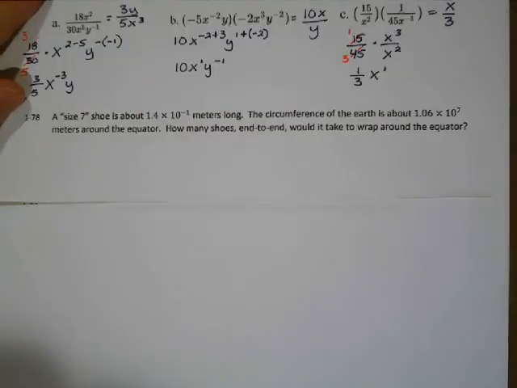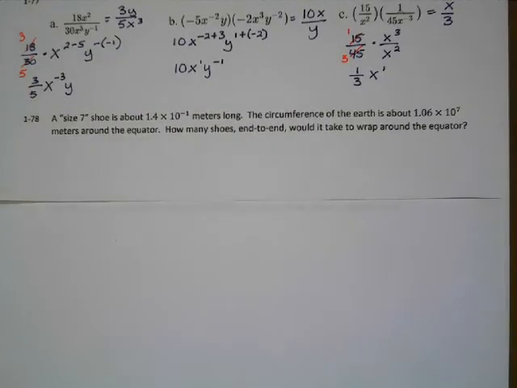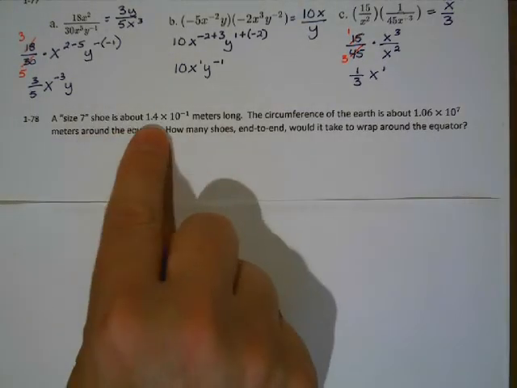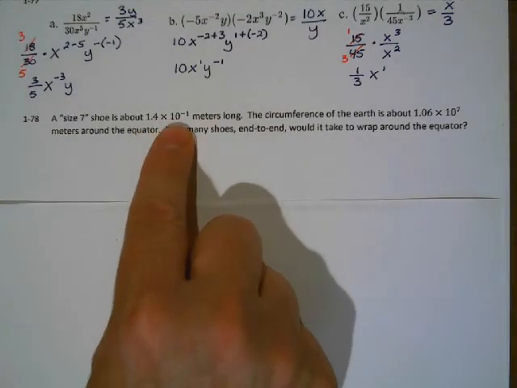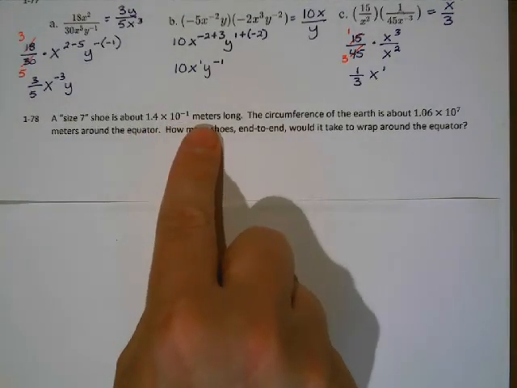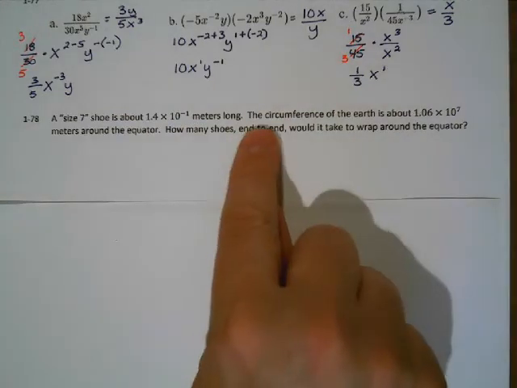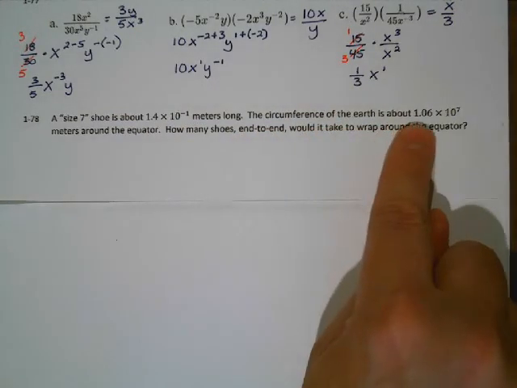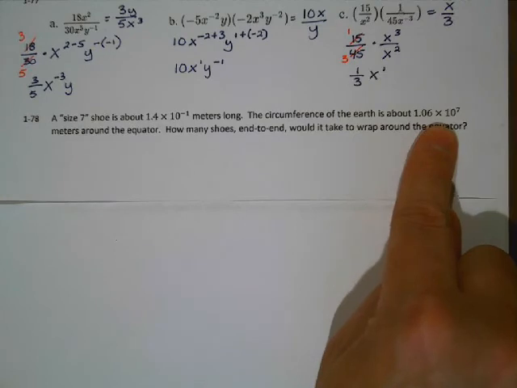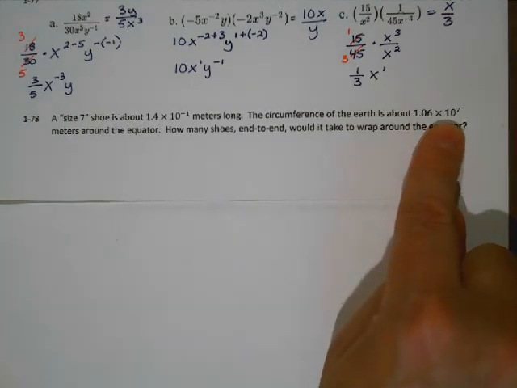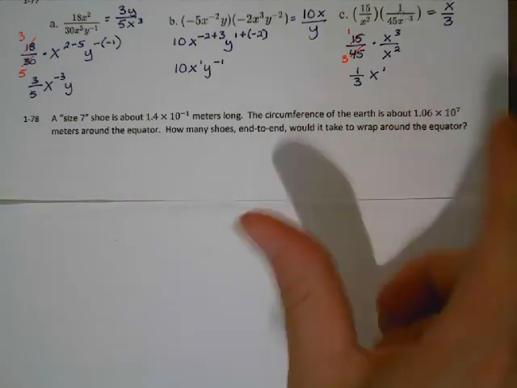All right, our last problem is a little bit of a tough one. We might need a calculator on this one. It says that a size 7 shoe is about 1.4 times 10 to the negative 1 meters long. So in meters, that's not a lot of meters because a negative 1 means it's a small number. Okay, and then it says the circumference of the Earth is about 1.06 times 10 to the 7th power. Now that's a big number. It means that there's 7 decimal places that need to be added to this one. So that's a big number.